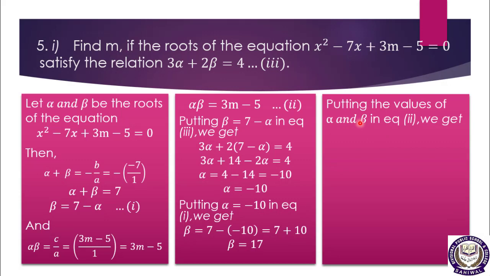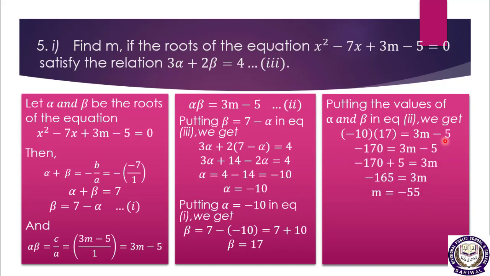Putting these values of alpha and beta in equation 2, we get minus 10 multiplied by 17 equal to 3m minus 5. On solving, we get minus 170 is equal to 3m minus 5. Taking 5 from the right hand side to the left hand side, we get minus 165 is equal to 3m. Dividing by 3, the value of m is minus 55. So, we can say that the value of m is minus 55.